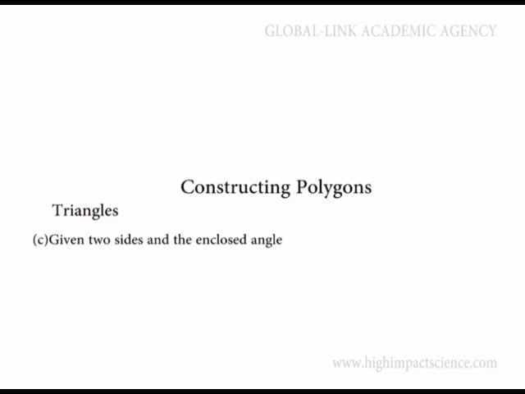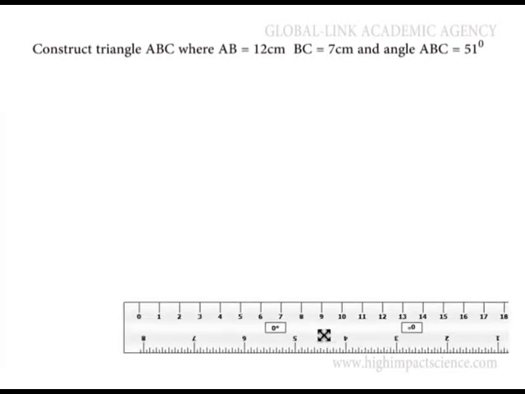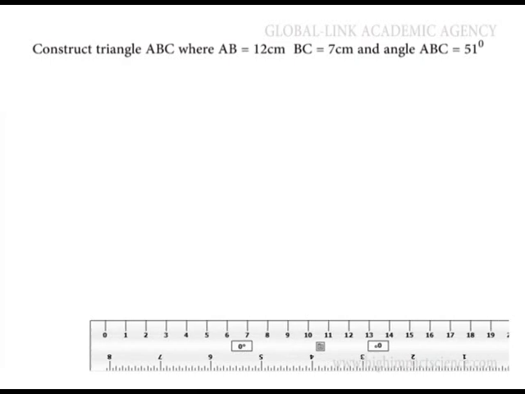The last triangle is when given two sides and the enclosed angle. We will construct triangle ABC, where AB is equal to 12 centimeters, BC is equal to 7 centimeters, and angle ABC is 51 degrees. We start with the line, preferably the longer line. That is 12 centimeters. That is AB.